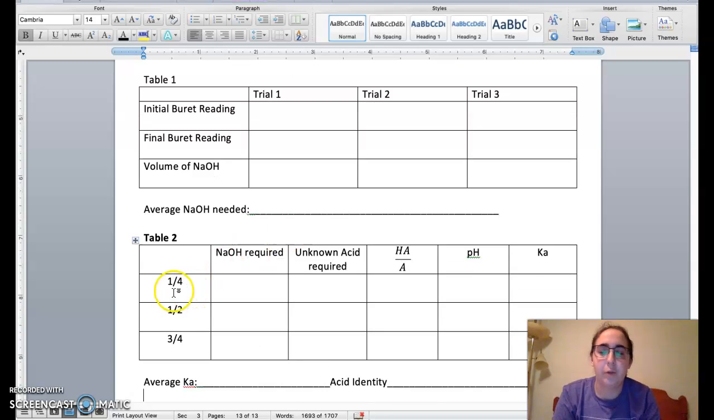So they're going to use a 1/4 ratio, a 1/2 ratio, and a 3/4 ratio. And then from that information, they'll be able to calculate the Ka. And then the end goal is that they should get 3 Kas that are very similar to each other. They'll find the average. I'll have them look up that value in the back of their book to see if they can identify the unknown acid. My plan was to use acetic acid.